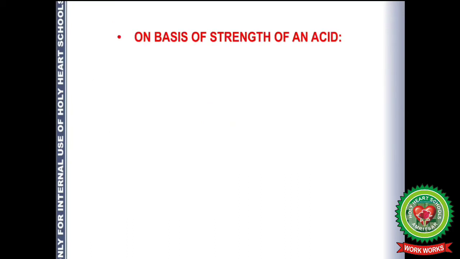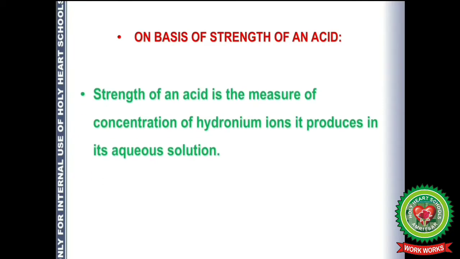Let's classify the acids on the basis of strength. First of all, we should know what strength is. Strength of an acid is the measure of concentration of hydronium ions it produces in its aqueous solution. So the strength of an acid is based on how many hydronium ions it produces. If it produces more hydronium ions, then it is known as a strong acid. And if it produces a low concentration of hydronium ions, it is termed a weak acid.